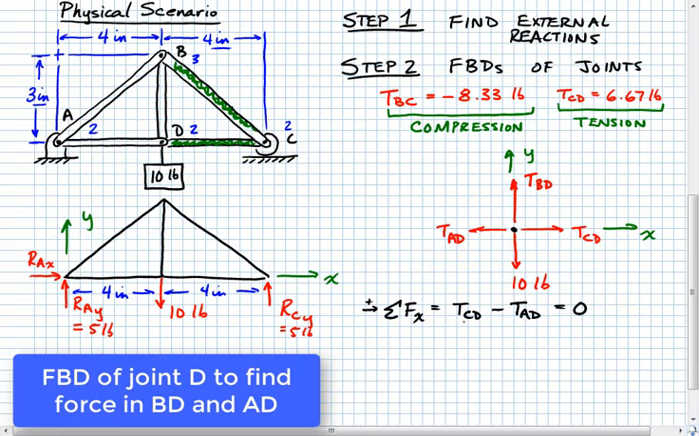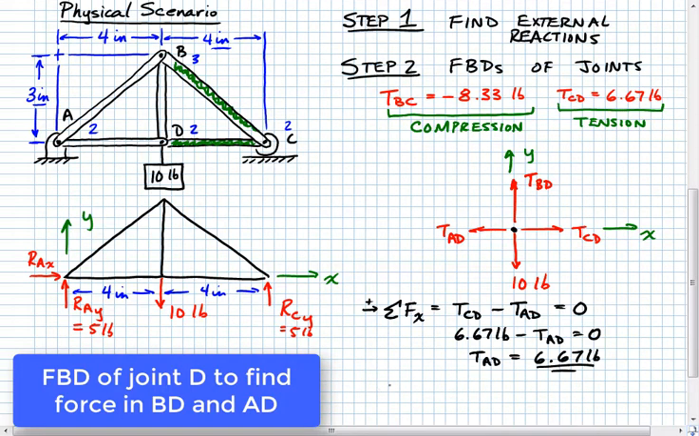But remember, we know that TCD from up here, TCD is just 6.67 pounds. So we can go ahead and stick that in here. 6.67 pounds minus TAD is equal to 0. And what that means is that TAD is just equal to, again, 6.67 pounds. All right, and so we now have one more unknown that we know there.